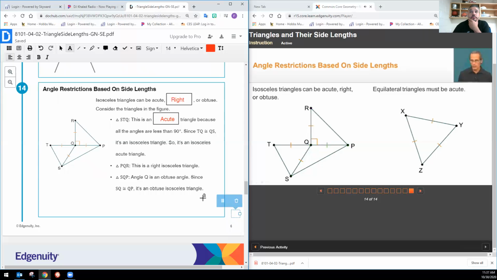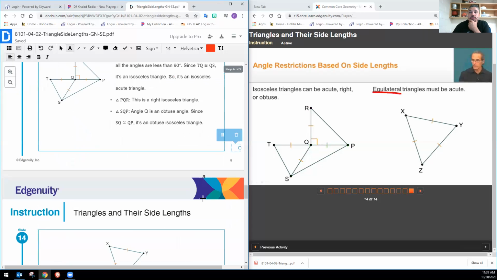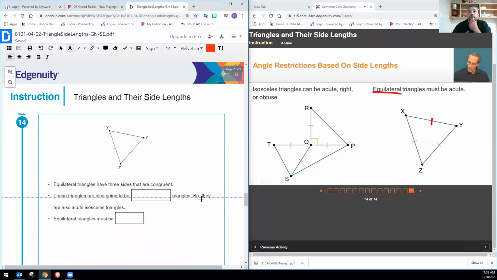Now, turn our attention to equilateral triangles, where we have 1, 2, 3 sides that are congruent. These triangles are also going to be isosceles triangles. Note a very important facet of this triangle, that all the angles must be less than 90 degrees. In other words, we have an acute triangle. Why is that so? Imagine increasing a single angle.